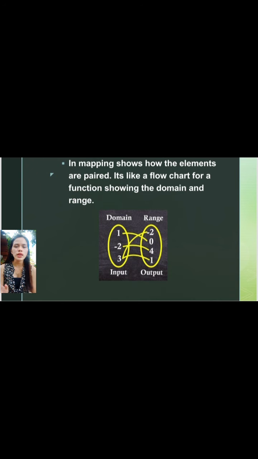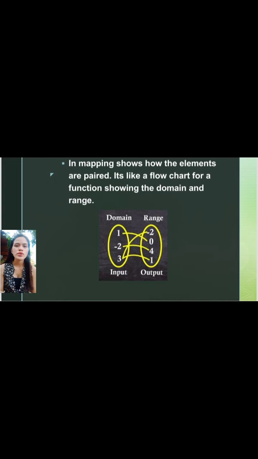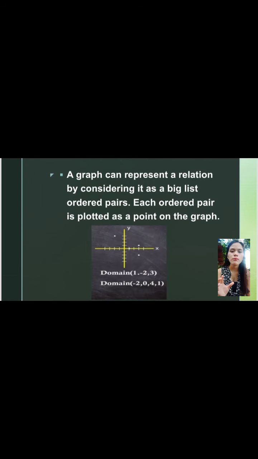As we go back to the table, we have two values of 3. That's why in mapping, you do not list it twice. Okay? So, our domain 1 is paired with 0, -2 is paired with 4, 3 is paired with -2, and +1.